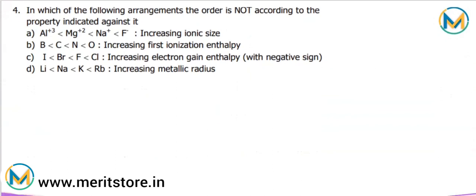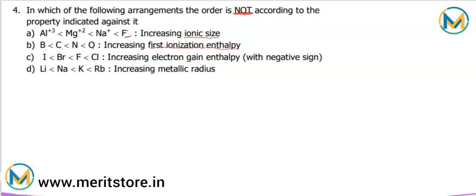In which of the following arrangements is the order not according to the property indicated against it? Now if we look at this, aluminium plus 3, magnesium plus 3, Na plus and F minus, increasing ionic size. So it's a correct one, that the anion will have the bigger size and the cation will have the lower size. We have to find which is not according to the property indicated. If you look at option B, boron, carbon, nitrogen, oxygen, and this is the increasing first ionization enthalpy.